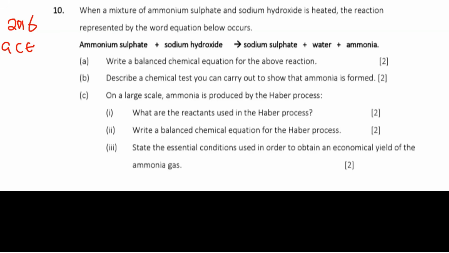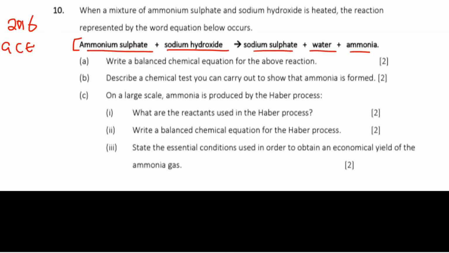The first part of the question reads: when the mixture of ammonium sulfate and sodium hydroxide is heated, the reaction is represented by the word equation below. This is the word equation that you are able to see: ammonium sulfate plus sodium hydroxide producing sodium sulfate plus water plus ammonia. The first question here is: write the balanced chemical equation for the reaction above. So now we have the word equation and we are asked to write the balanced chemical equation.